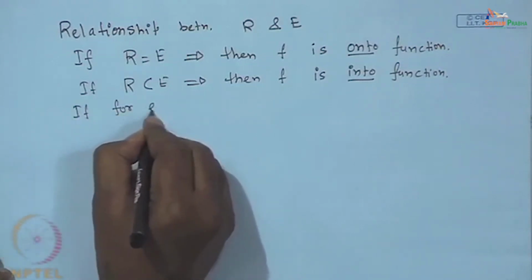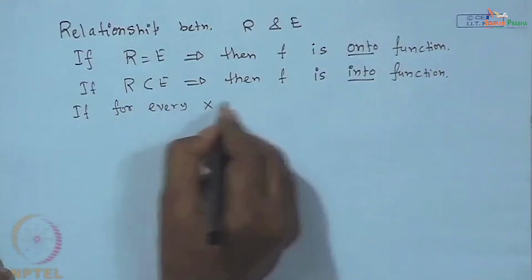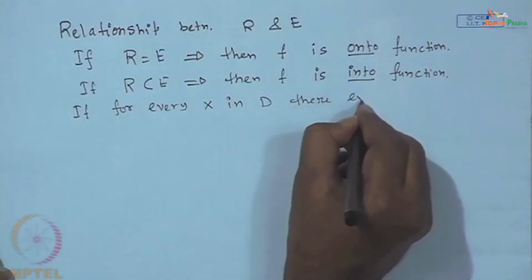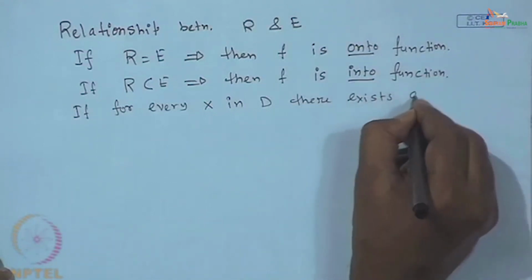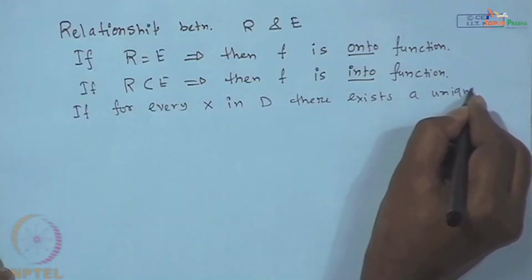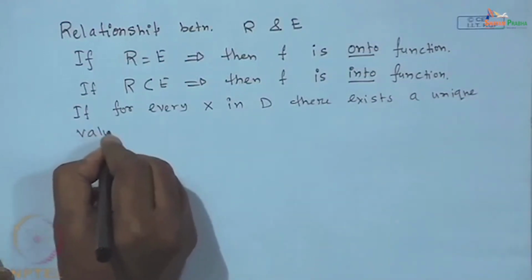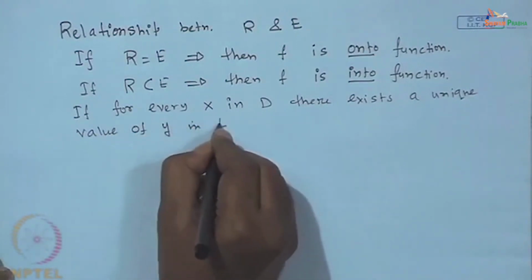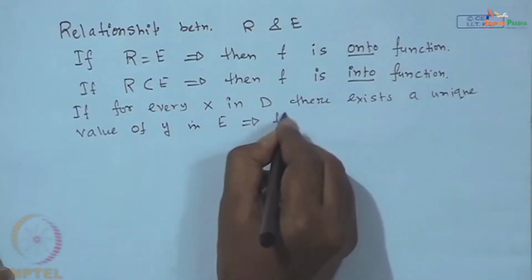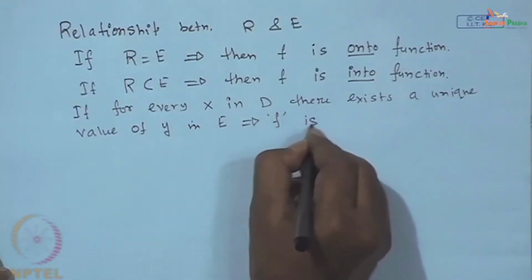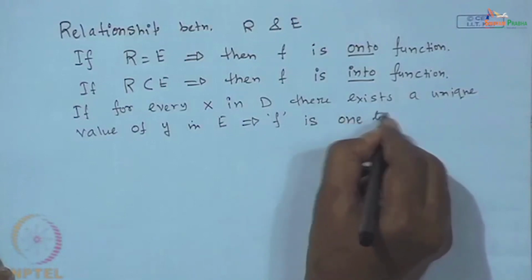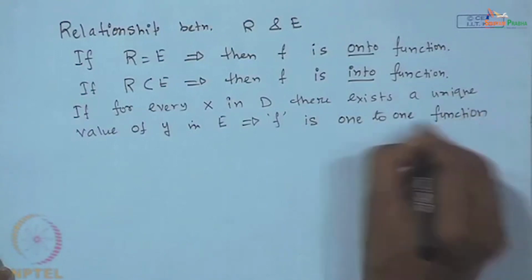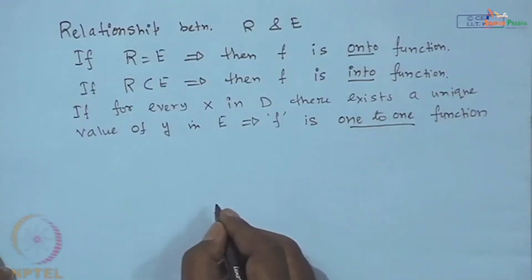If for every x in D there exists a unique value of y in E, then f is called a one-to-one function. Okay. So, that is very important.